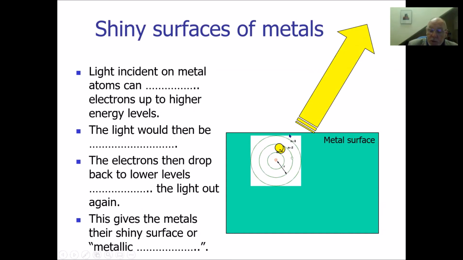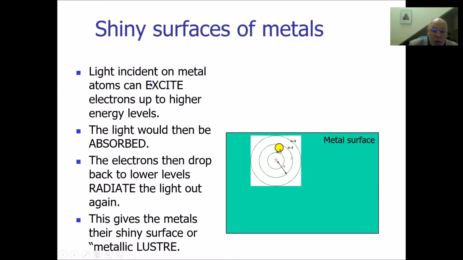And so that's why metal surfaces are shiny, because they're radiating out energy that they have absorbed. And here we've got it in words. So the light incident on metal atoms can excite the electrons up to higher levels. That absorbs the energy, and the electrons can then drop back down again and radiate the light out. So this gives the metals their shiny luster or shiny surface.